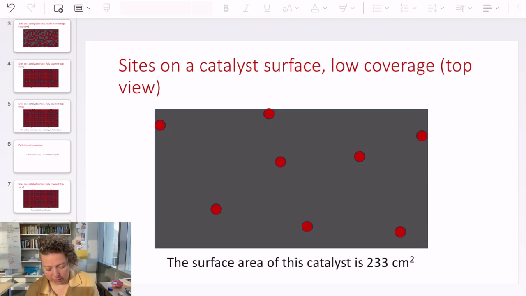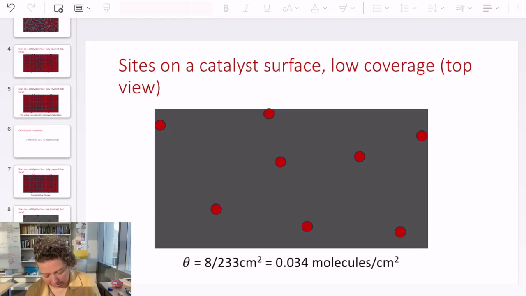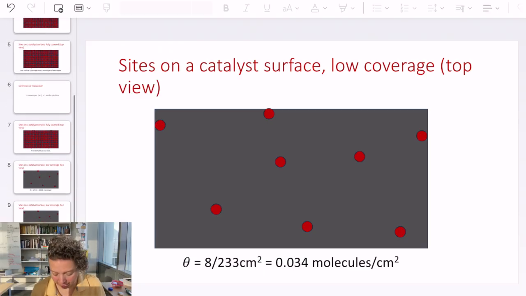So if I have a catalyst and it has some surface area and I have some number of adsorbates on it, another way that I can write coverage is to say I have 8 molecules over a 233 square centimeter surface. That means that my coverage is equal to 0.034 molecules per centimeter squared. So 2 different ways that I can write coverage. And maybe this second one makes a little bit more sense as a concentration term.